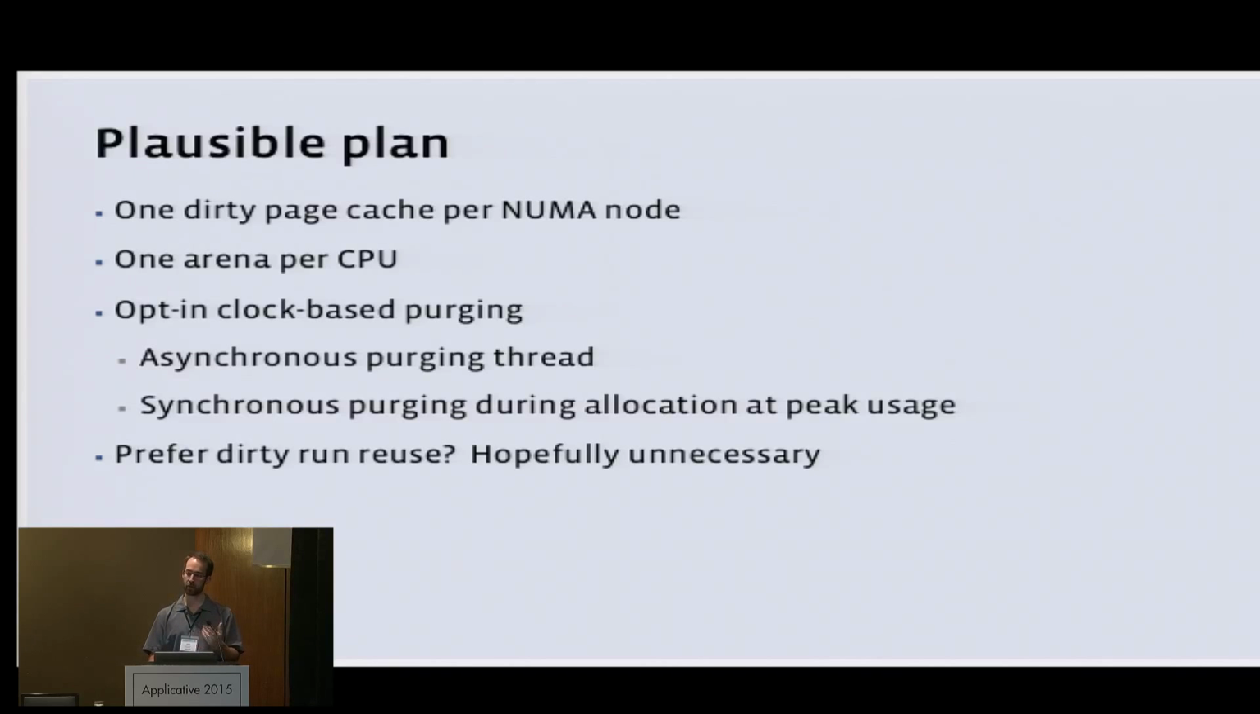And then one other thing that I didn't directly touch on earlier, are we going to prefer to reuse dirty runs, or are we going to just use the lowest run in memory? Right now, jemalloc uses the lowest run available in memory. It does not segregate the tree of available runs into dirty and clean ones. And this works out pretty well with the dirty LRU mechanism.